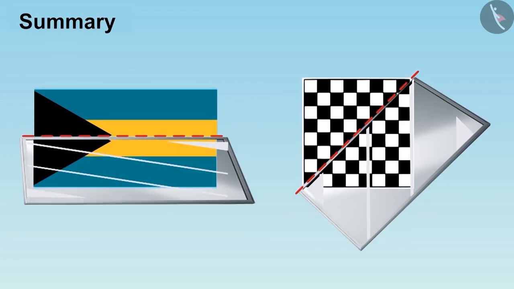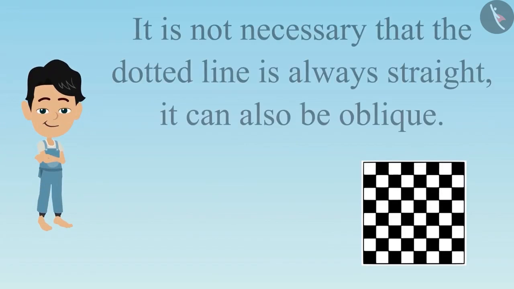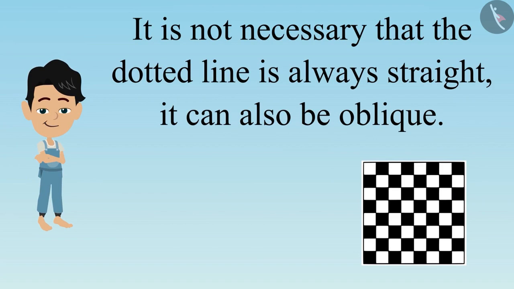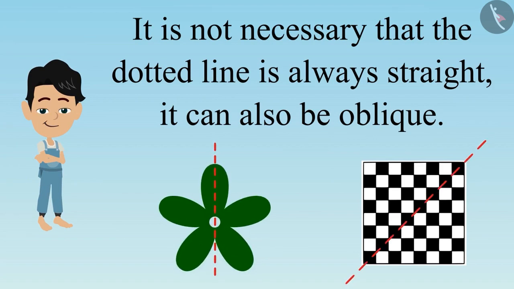Dear children, till now you have seen some examples and understood that if we place the mirror on the correct dotted line, then even the incomplete pictures are visible to us. And it is not necessary that the dotted line is always vertical, it can also be diagonal.